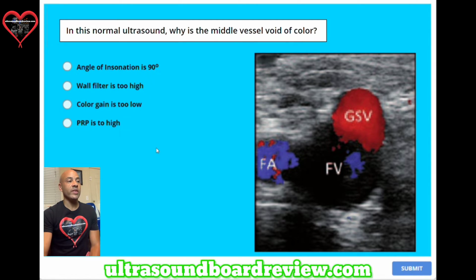And obviously I gave away the answer on the earlier question. A lot of times on your SPI boards, they're going to ask questions that you already answered previously. You might have some repeat questions, just worded a little bit differently. For instance, this one is asking why this is void of color, whereas the previous one is asking you to click on the area where there's a high wall filter. So the answer to this is obviously B, wall filter is too high.